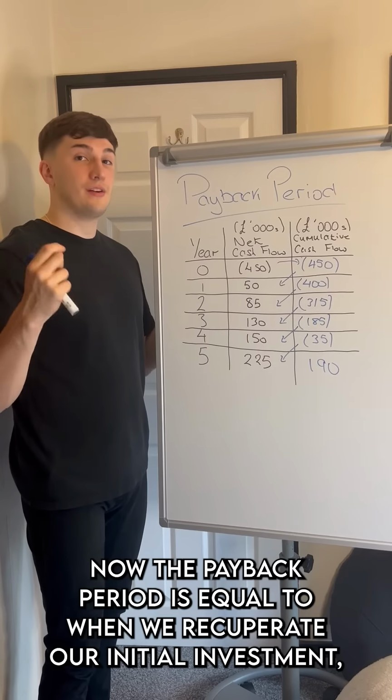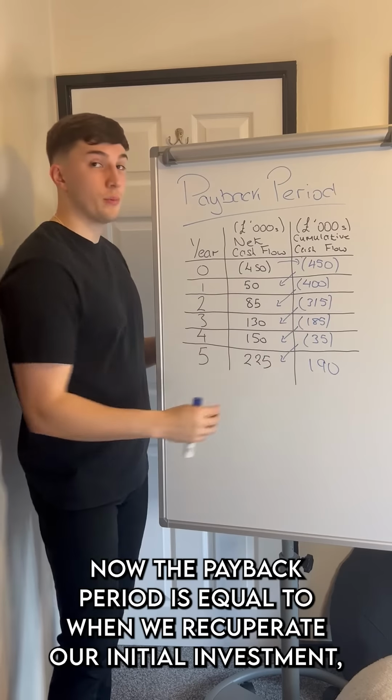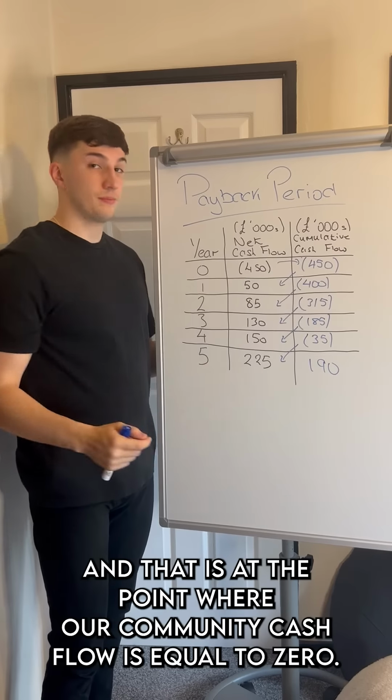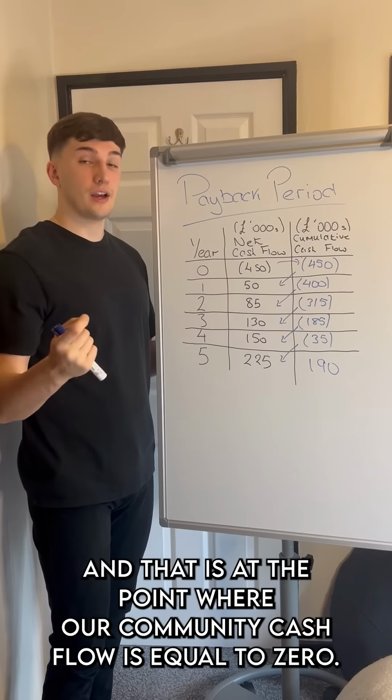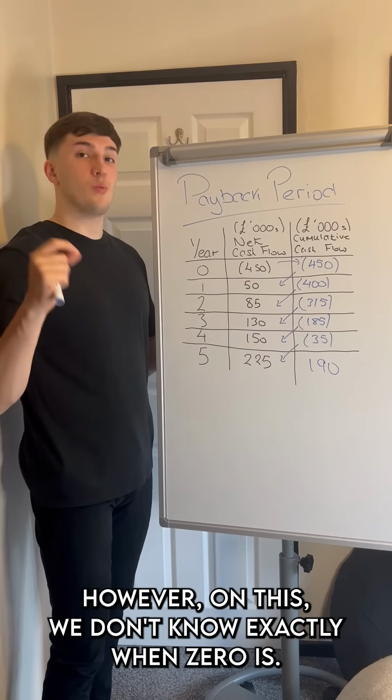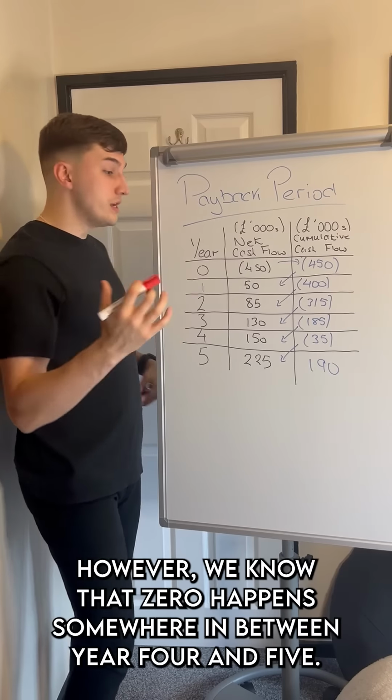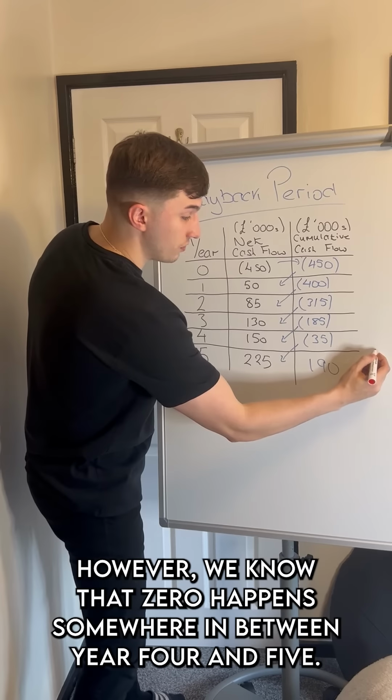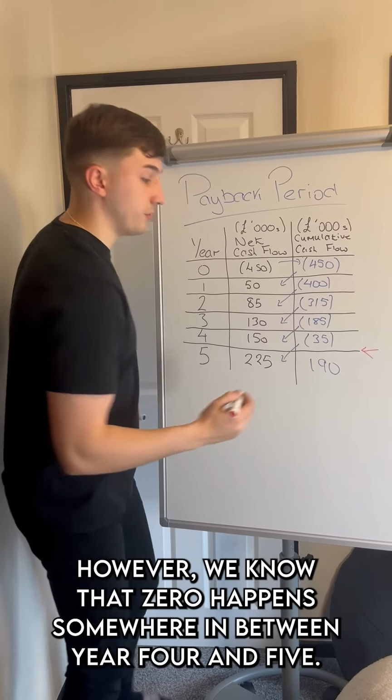Now the payback period is equal to when we recuperate our initial investment. And that is at the point where our cumulative cash flow is equal to 0. However, on this, we don't know exactly when 0 is. However, we know that 0 happens somewhere in between year 4 and 5.